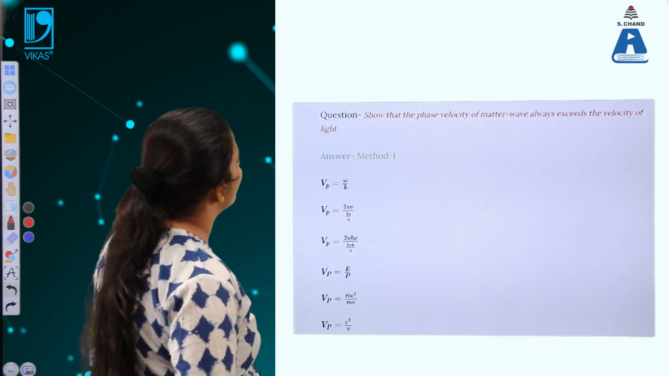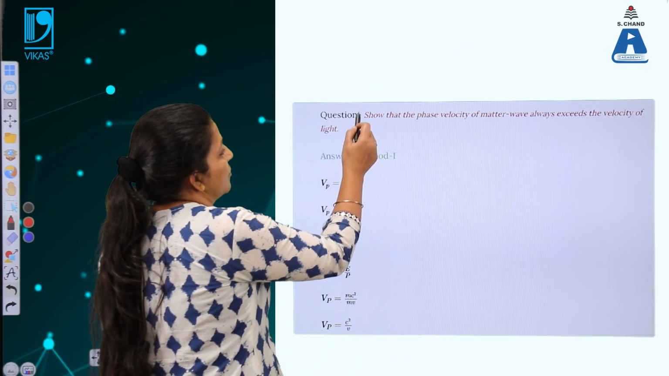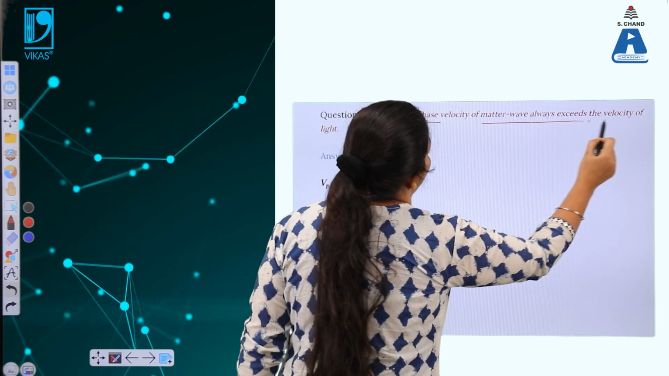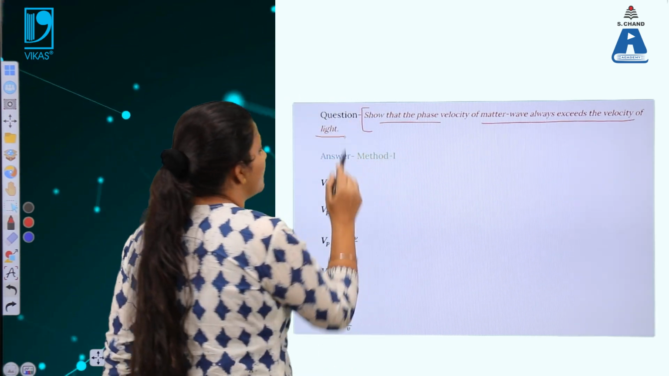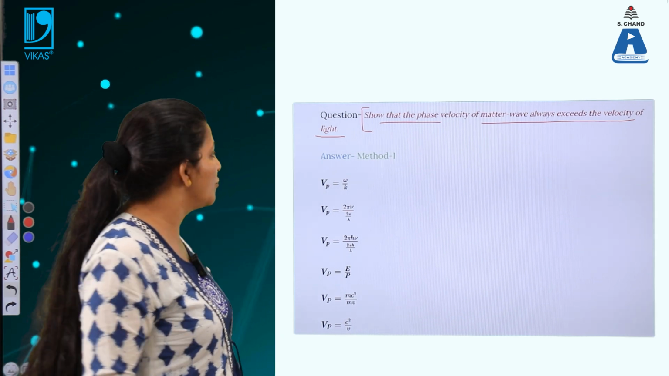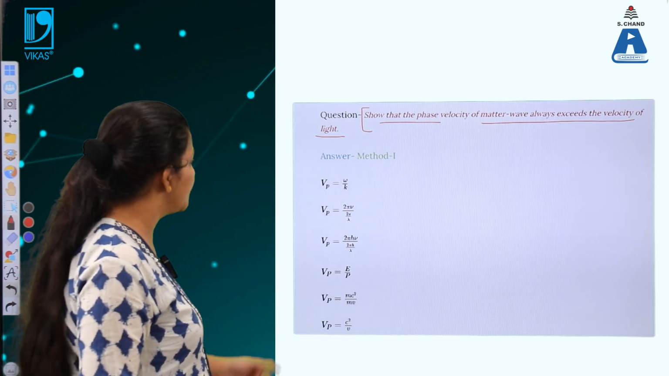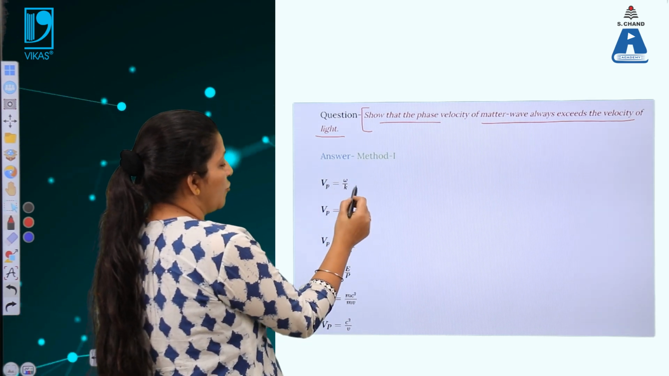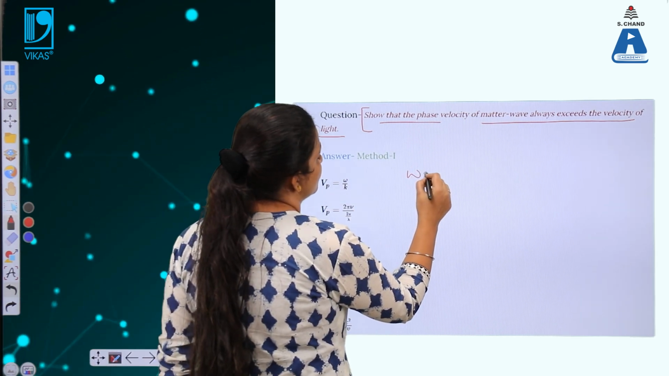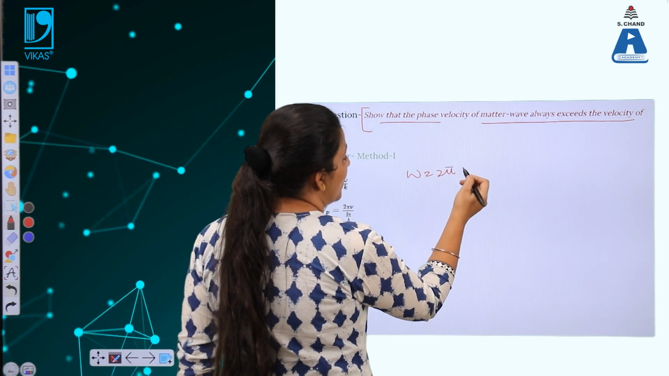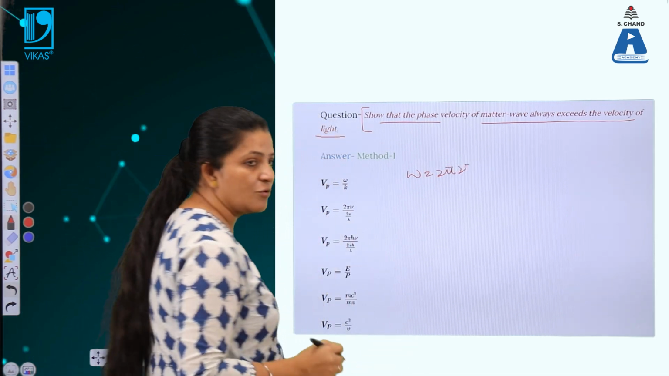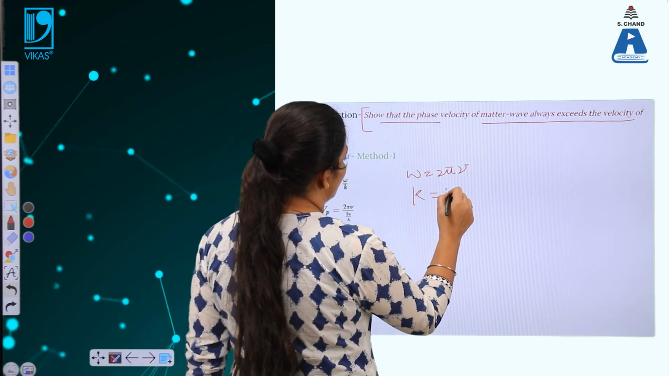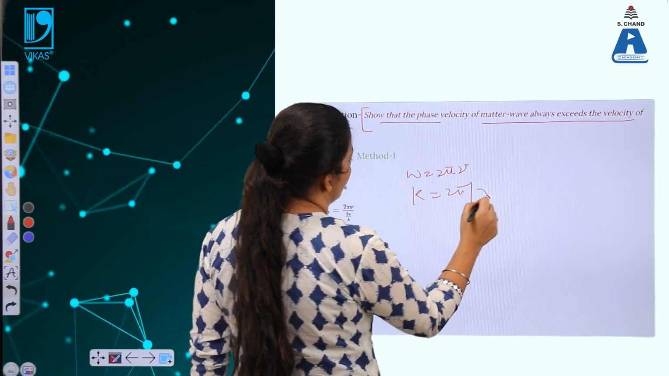Now, we want to show that the phase velocity of matter waves always exceeds the velocity of light. Now we want to prove this. How can you prove this? We know that the phase velocity is omega by k. Now omega is equal to 2 pi f or 2 pi nu, and k is equal to 2 pi by lambda.